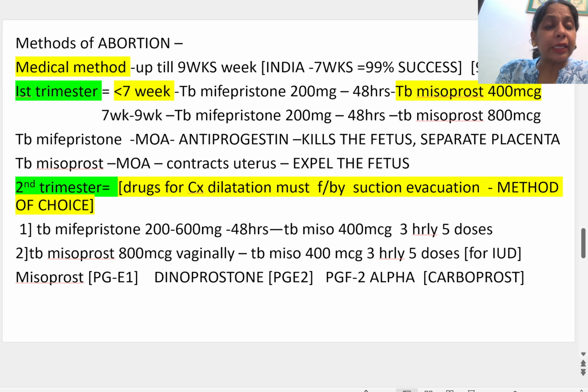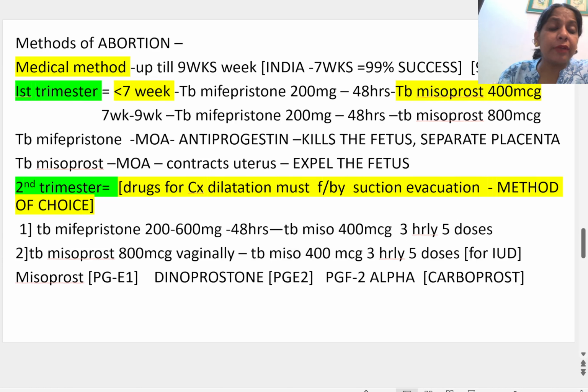In the second trimester, as the uterus is quite large and the fetus is quite large, we need to first efface or prime the cervix. Only then can we take out the fetus by suction evacuation. So the tablet mifepristone is given, and then tablet misoprostol 400 microgram 3 hourly for 5 doses.